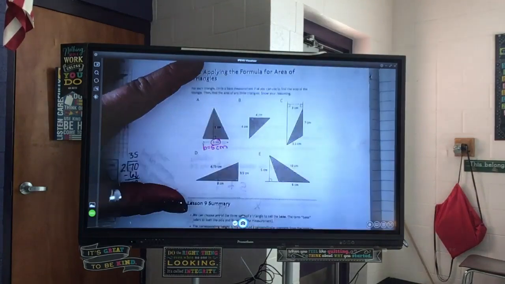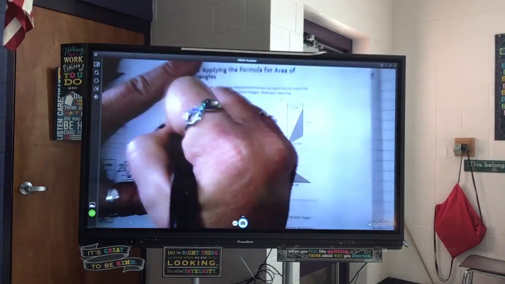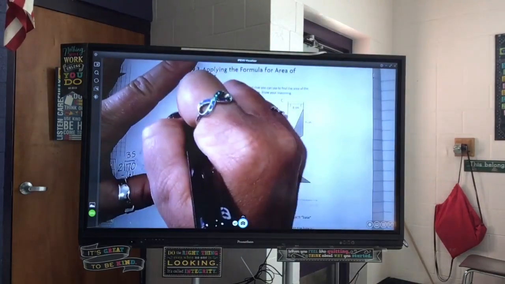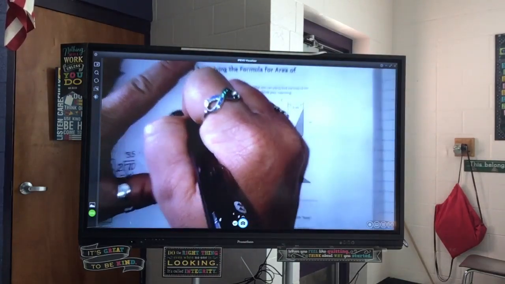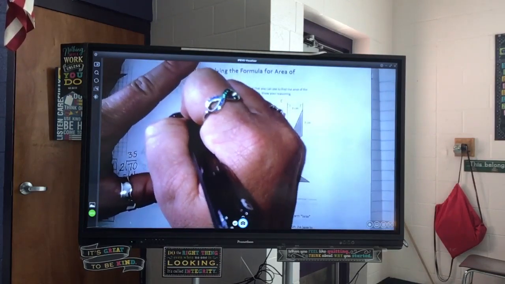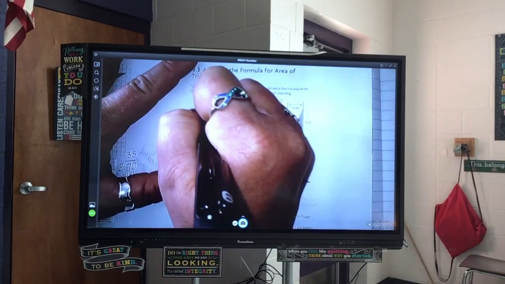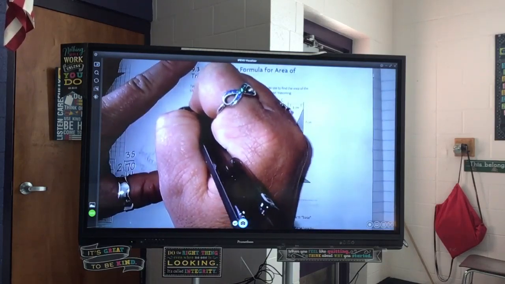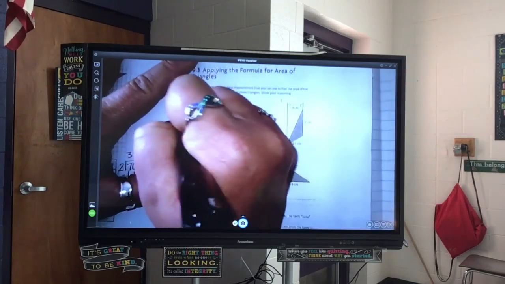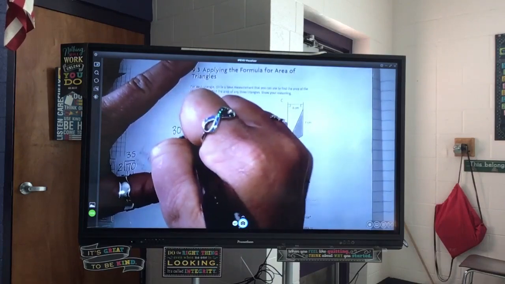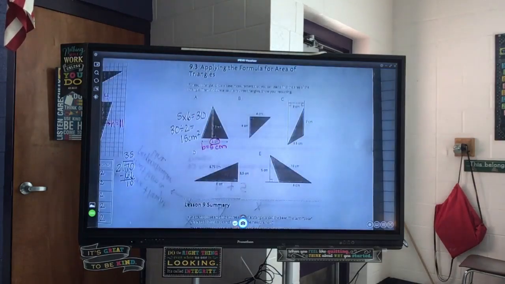Okay, so what did you do? Oh, I did the bottom. Tell me the numbers, please. 5 centimeters. Thank you. And then the height, which is 6 centimeters. And then I multiplied that and divided it by 2. What did you get when you multiplied 5 times 6? 30. And 30 divided by 2 gives you 15 centimeters squared. Perfect.